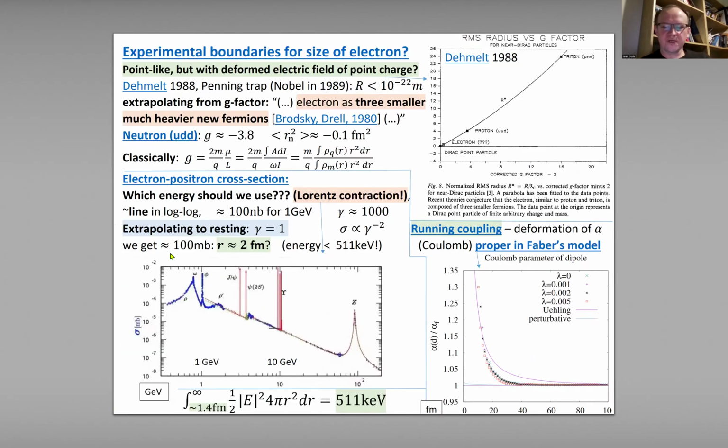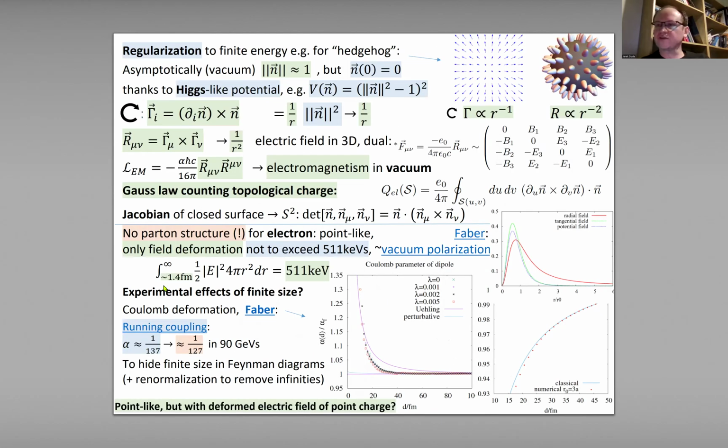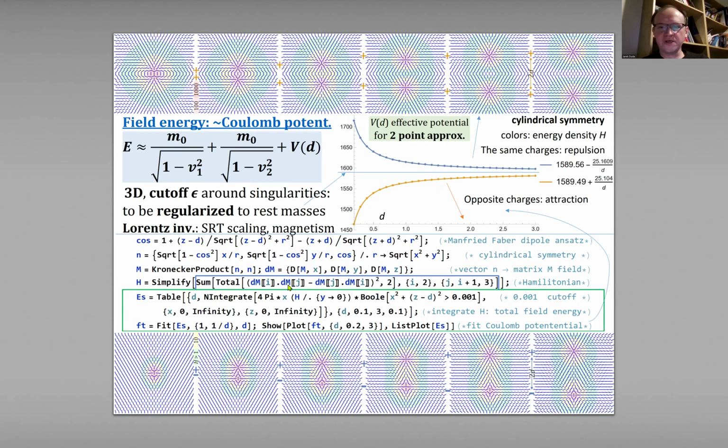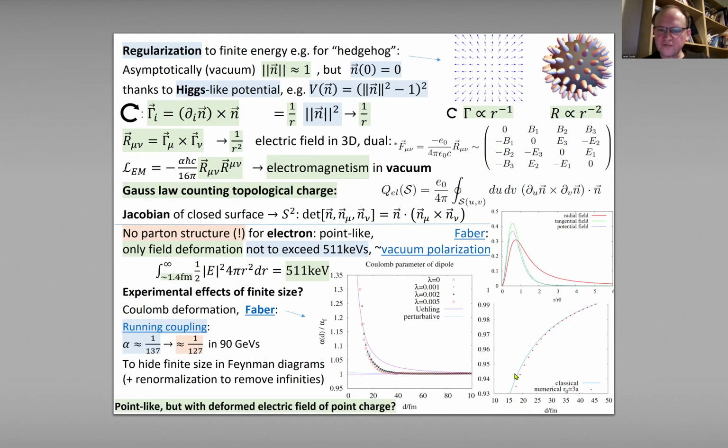If we integrate the energy of the electric field of a charge from 1.4 femtometers, then we get the mass of the electron. So it means that we need to deform at this kind of scale. And the proper calculation, like here, but with optimization and with regularization, leads to this kind of Coulomb behavior, that at very small distances, like 20 femtometers, the behavior is quite steeper.